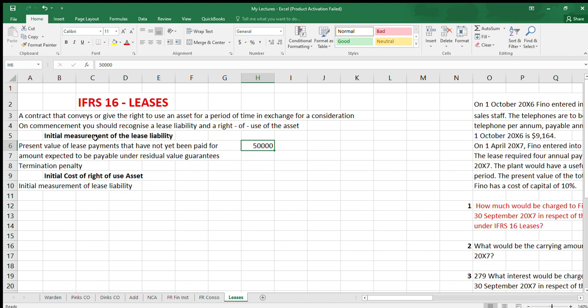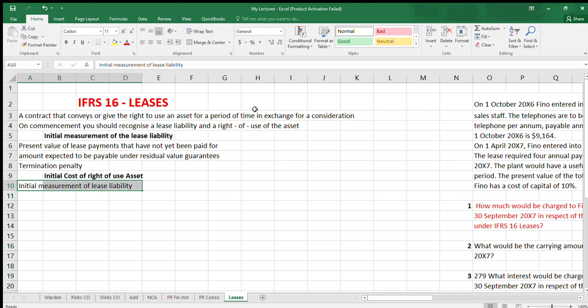So the initial liability, the present value of the lease payment that have not yet been paid for, the amount expected to be payable, and the termination penalty. When you add them, that one is the initial measurement for the lease liability and the initial cost of the right of use of asset. Have you getting me? So what you get here is what comes as the first procedure here. In most questions, the only thing they will give you is this one: present value of lease payment that have not yet been paid for. So this figure is what you will use to calculate for the right of use of asset.